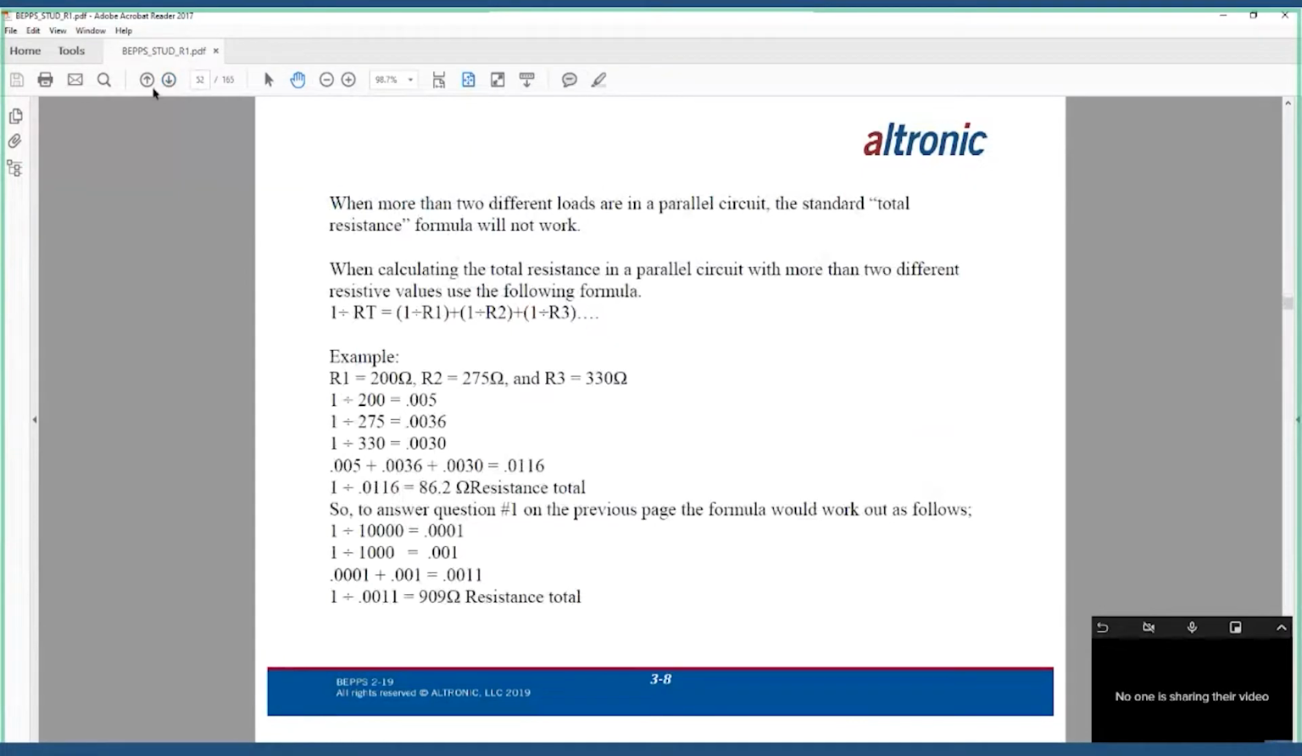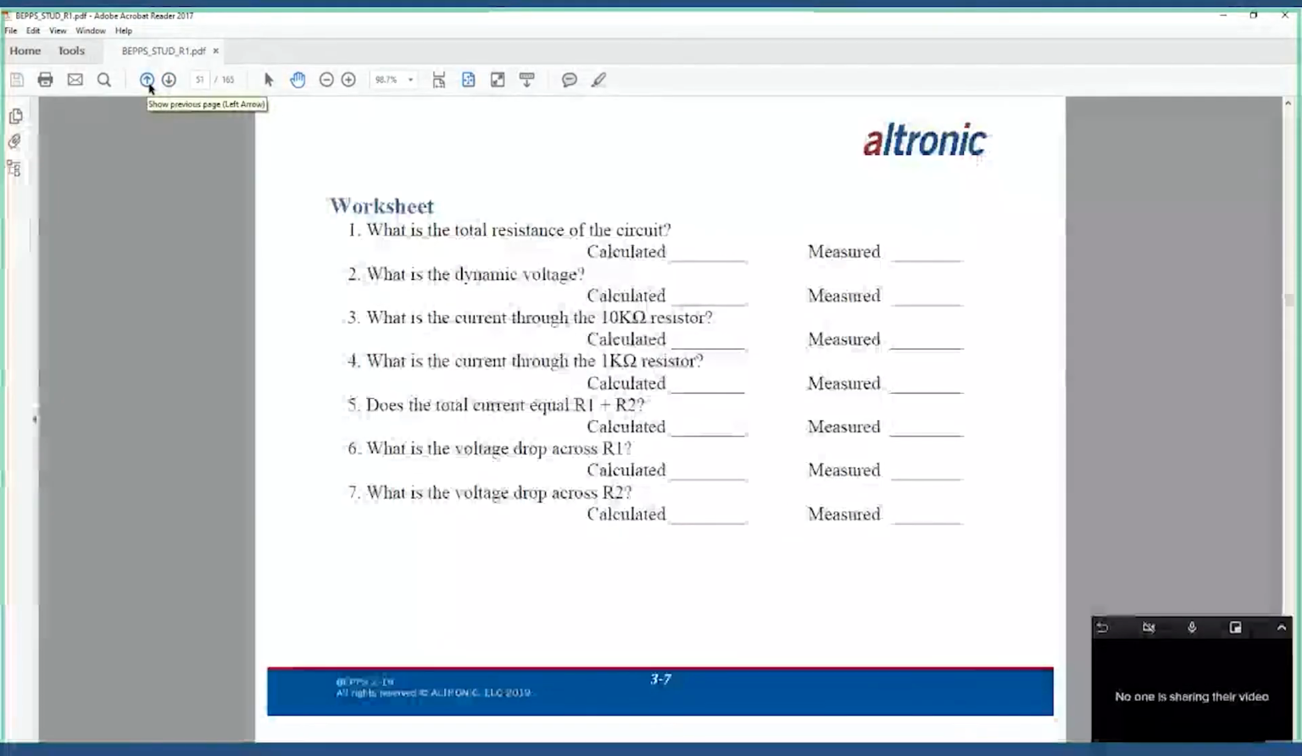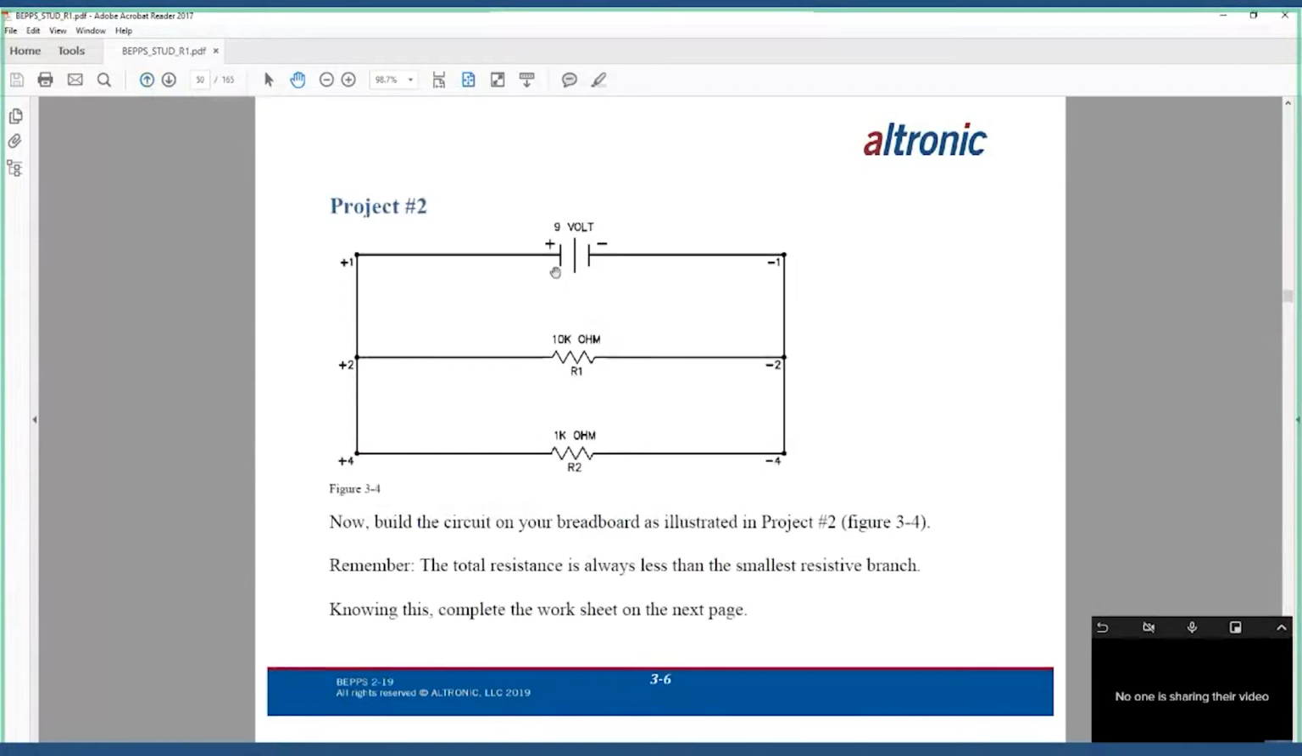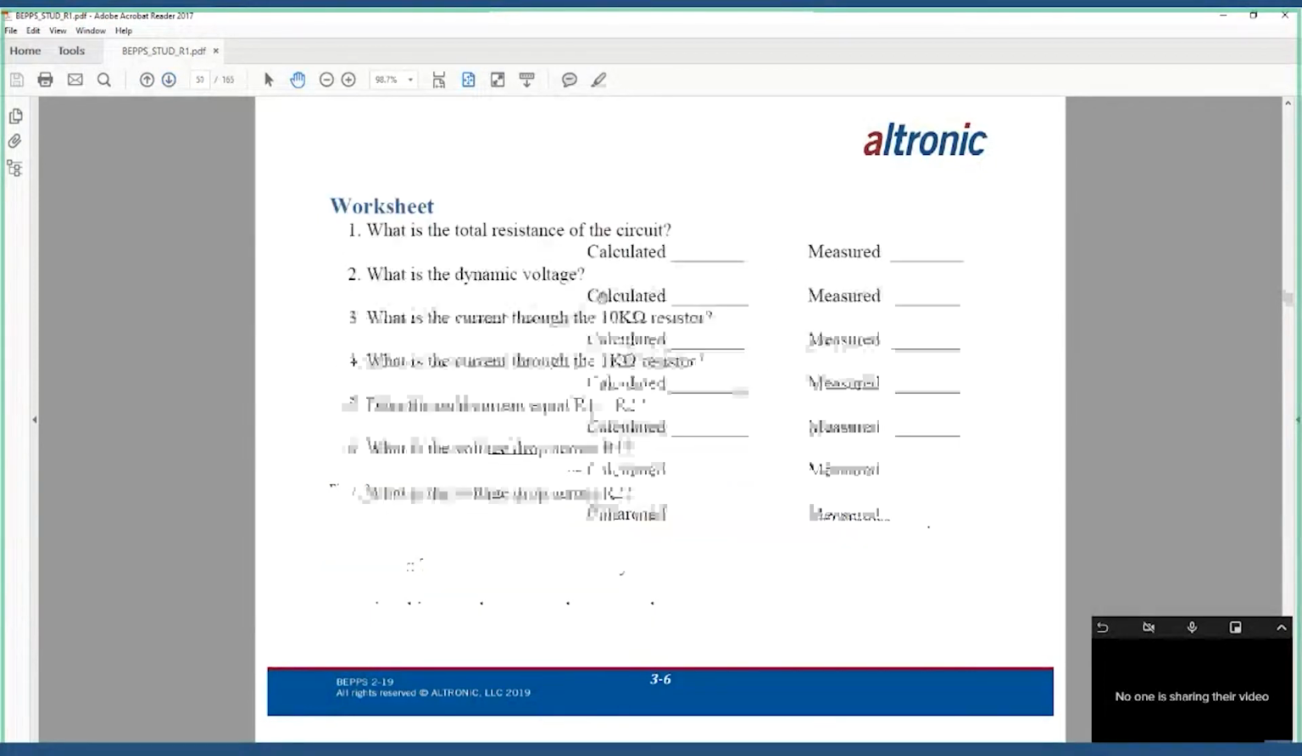So if we look at this, what's the total resistance of the circuit? Well, we calculated that, 909 ohms. What's the dynamic voltage calculated for the circuit? Because we don't have a voltage drop, if we come up here and measure right here and here, we're going to have 9 volts. If we come right here and here, we're going to have 9 volts. So I'm going to say the answer would be 9 volts.